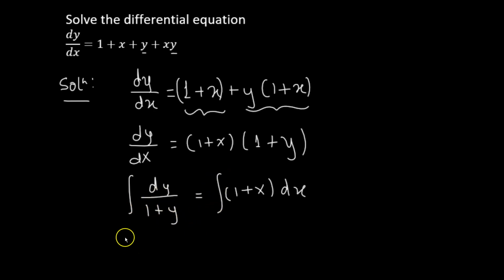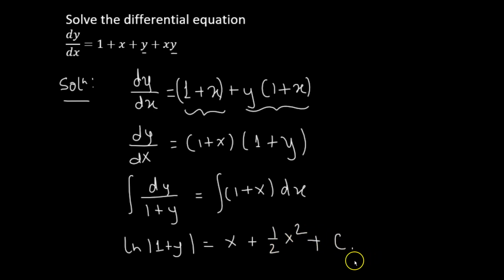This is a fairly simple integral. That will be simply natural log of 1 plus y equals the integration of 1 dx, so that's simply x, plus the integration of x dx, that will be half x squared, plus the constant of integration c. And this is our required solution. Let's move on to the next problem.